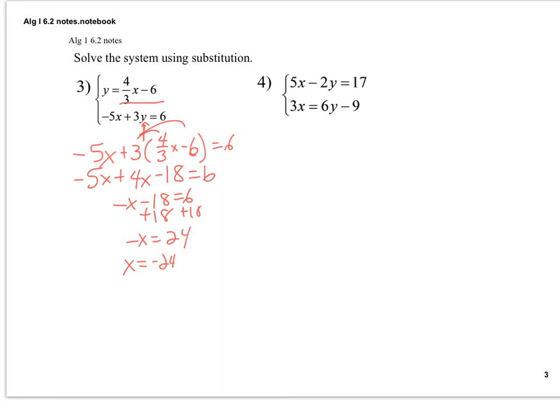Alright, so now I know that x is equal to negative 24. I need to plug that back into the other equation to figure out what y is equal to. So I've got y is equal to 4/3 x, which I now know to be negative 24. So I substitute that back in for x. And negative 24 divided by 3 is negative 8, so negative 8 times 4 is a negative 32. So I've got negative 32 minus 6, so y is equal to a negative 38. And I would write my answer as an ordered pair.